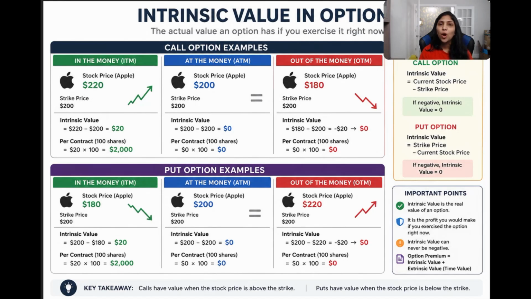Why do some option contracts cost $2 while some other option contracts cost around $20, even though they both belong to the same stock? That is where intrinsic value comes into the picture.